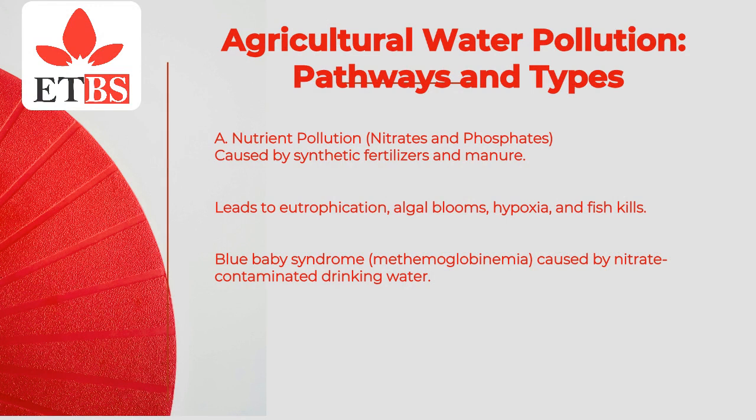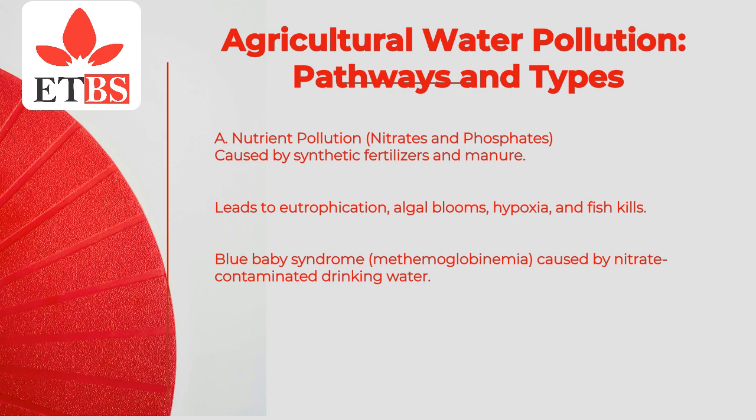Agricultural water pollution, pathways and types. A. Nutrient pollution: nitrates and phosphates, caused by synthetic fertilizers and manure, lead to eutrophication, algal blooms, hypoxia, and fish kills. Blue baby syndrome, methemoglobinemia, is caused by nitrate-contaminated drinking water.